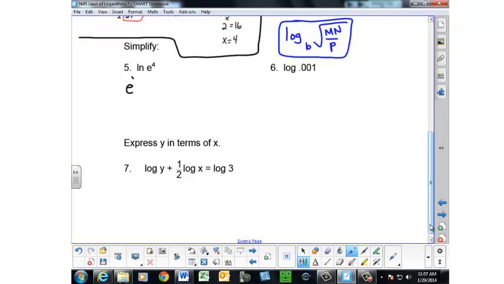Okay, number 5, these are review problems. The base of a natural log is e, so e to the x equals e to the 4th, and the exponent is 4.